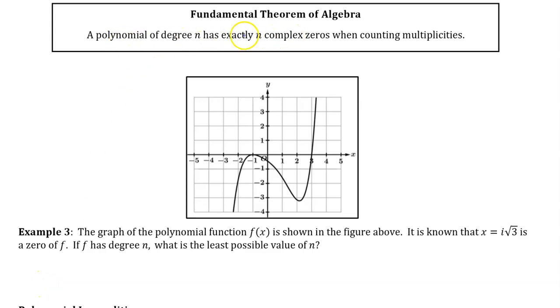This next fact is so important they call it the fundamental theorem of algebra. A polynomial of degree n has exactly n complex zeros when counting multiplicities. Remember that complex zeros include real zeros and imaginary zeros.